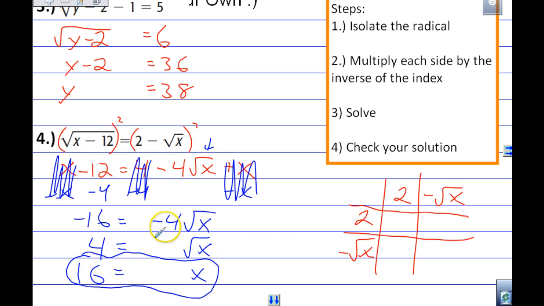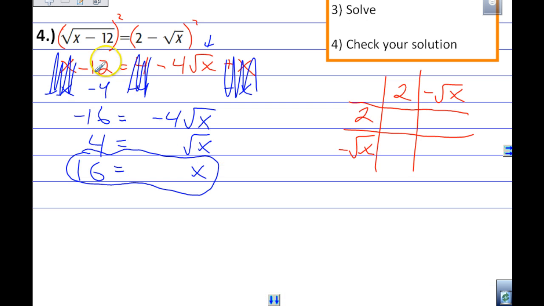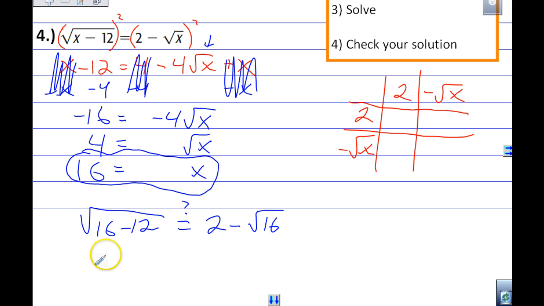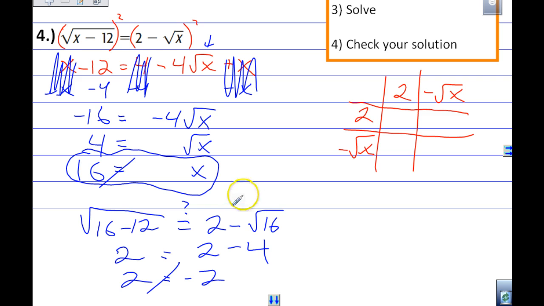Go ahead and check it. Is it good or no good? So we have 16 minus 12. I want to know, is that equal to 2 minus the root of 16? Square root of 4 is 2. Here we'll get 4 minus, 2 minus 4, that's right. So that equals negative 2, right? No good. No solution.